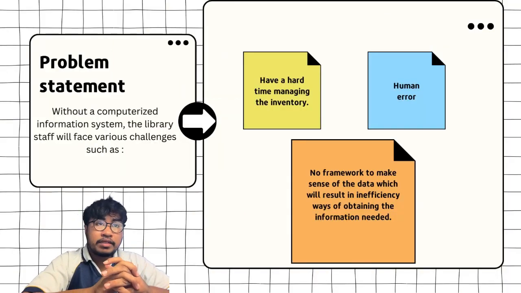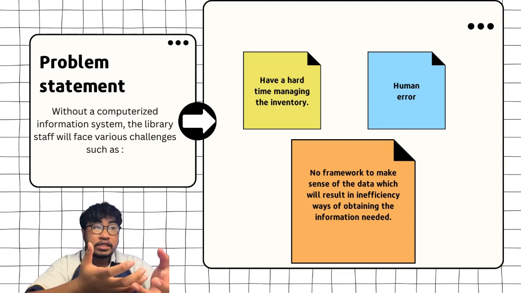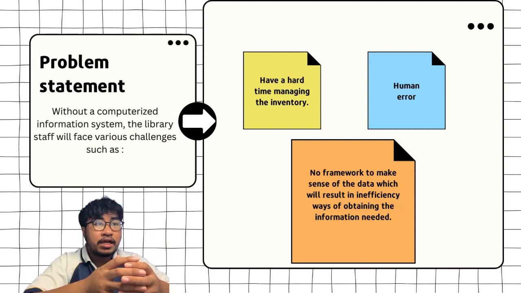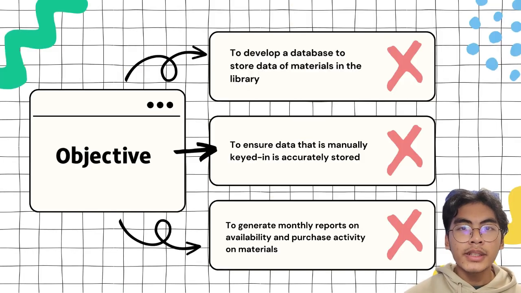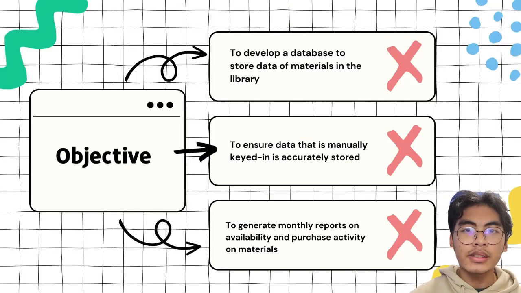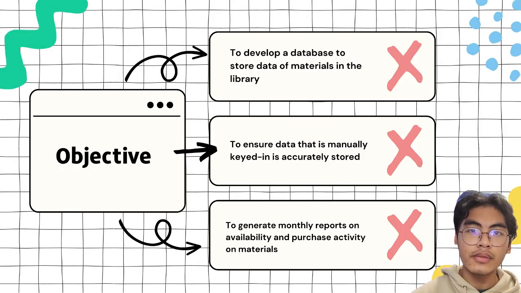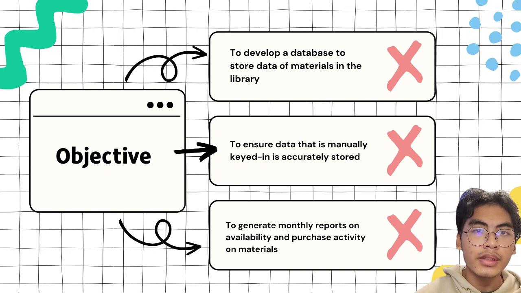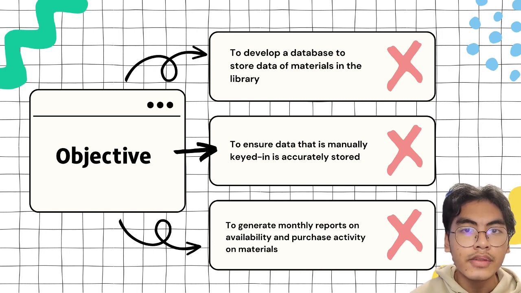Without a computerized information system, the library staff will face many challenges, such as having a hard time managing the inventory; second, human error; and the last, no framework to make sense of the data, which will result in inefficient ways of obtaining the information needed. Our objective for this project is to create a database to store the data of materials that we have chosen from the library, and also to ensure the data that we have manually keyed in is accurately stored.